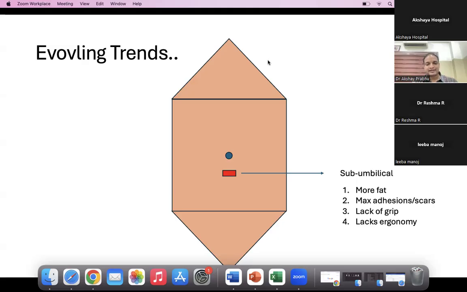So this is another disadvantage of using the subumbilical area. And the final part is that it lacks ergonomy. I'll come to the ergonomy part when I explain what my other port sites are. Then you'll be in a better position to understand why this position lacks ergonomy, especially for the style of surgeries that I do. That is why, even though I initially started with the subumbilical central port, I evolved from there.